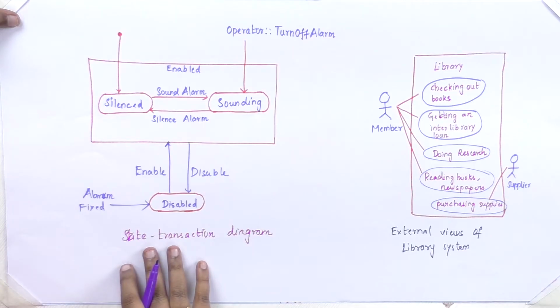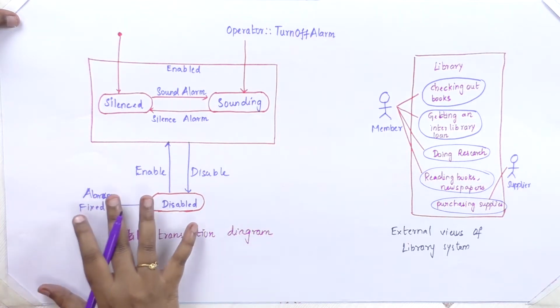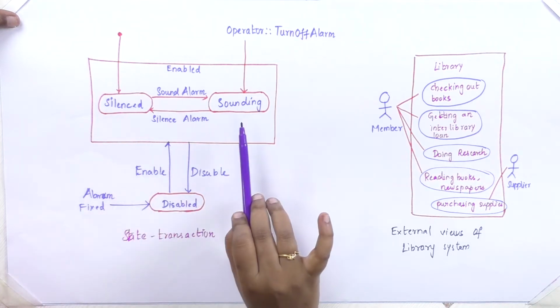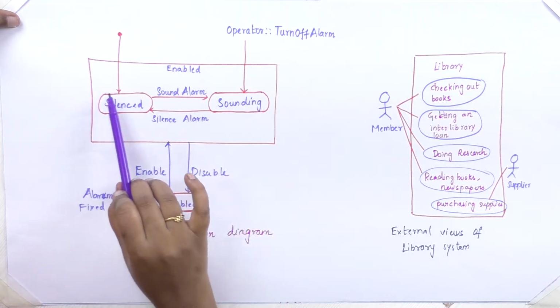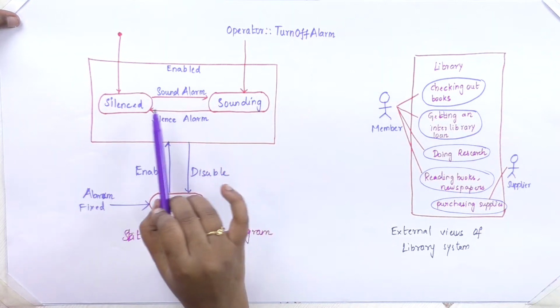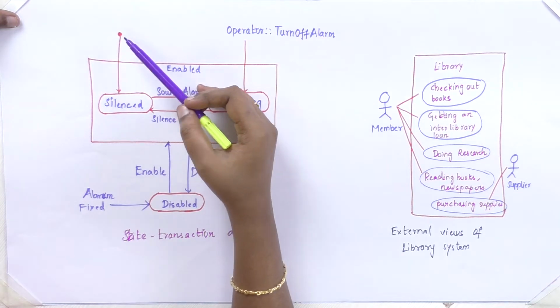This diagram says about the state transaction diagram of an alarm system. This is one example of a state transaction diagram using Booch methodology. Here this is an alarm system. Here silenced, sounding, disabled. The round circles are processes, and these are the transactions that take place between processes. This is the starting phase.